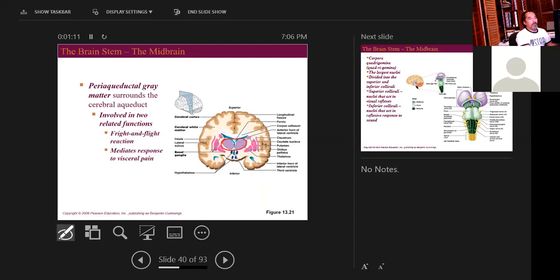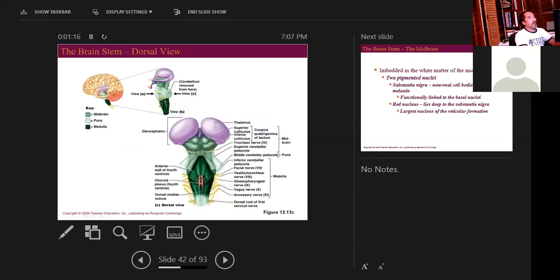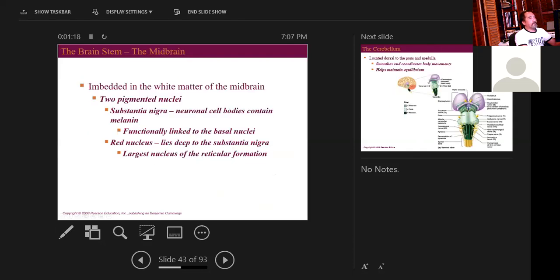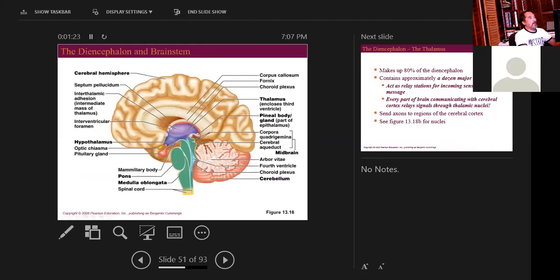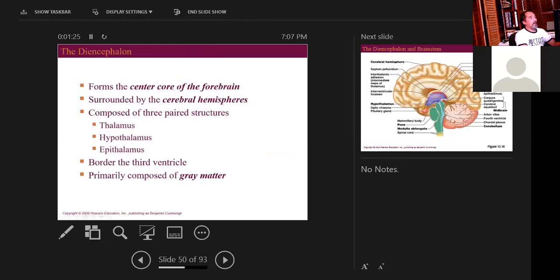All right, so we looked at the midbrain, and now we're actually here at the diencephalon, right here. Those two purple structures that look like an X are going to be the thalamus. We did the cerebellum, and now we're going to the diencephalon. It's the central core of the forebrain. Remember, your forebrain is made out of cerebrum and your diencephalon. It's surrounded by cerebral hemisphere, and these are the three parts of the diencephalon. The ventricle associated with the diencephalon is going to be the third ventricle.